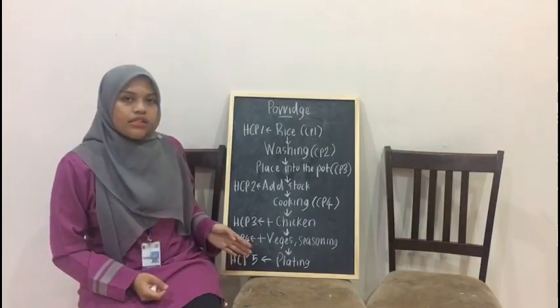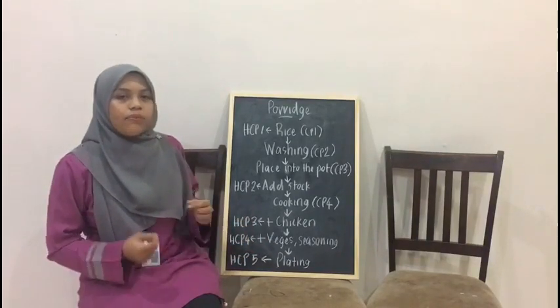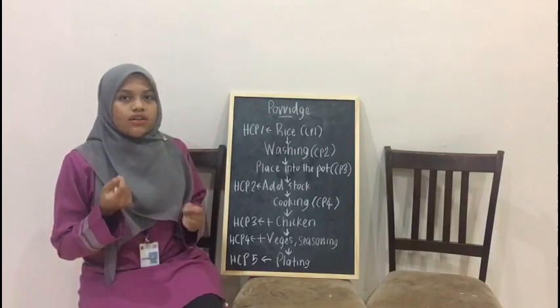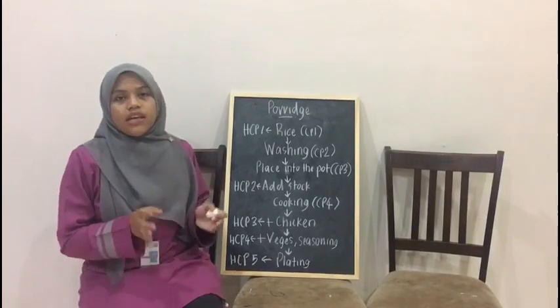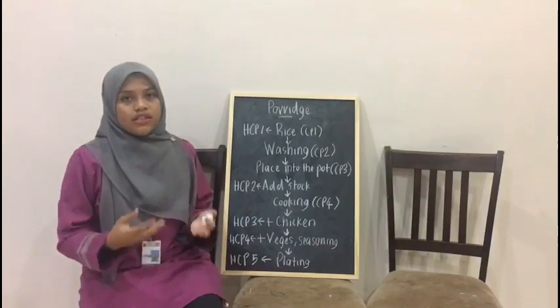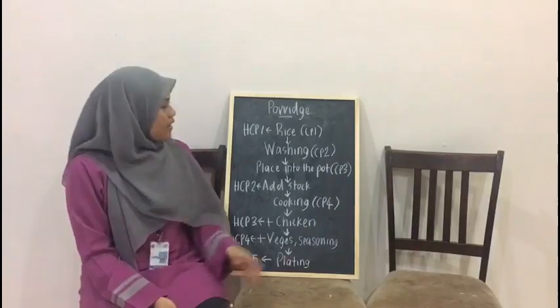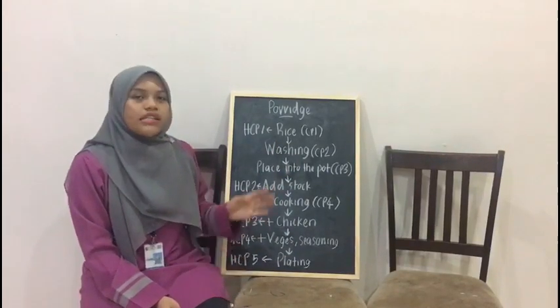For the last HCP, the plate that we use to serve the porridge is safe and does not have cross-contamination with any other non-halal ingredients that are decreed as najis according to the Sharia law. There are 4 CP in this procedure.